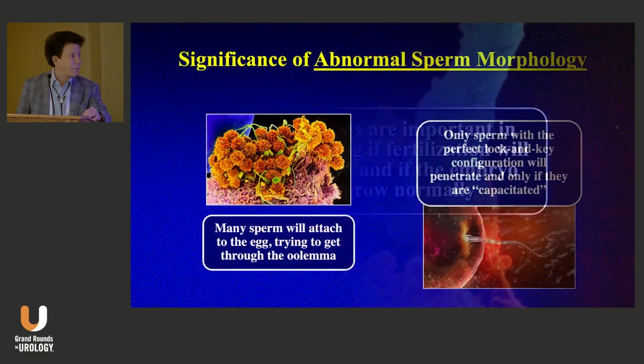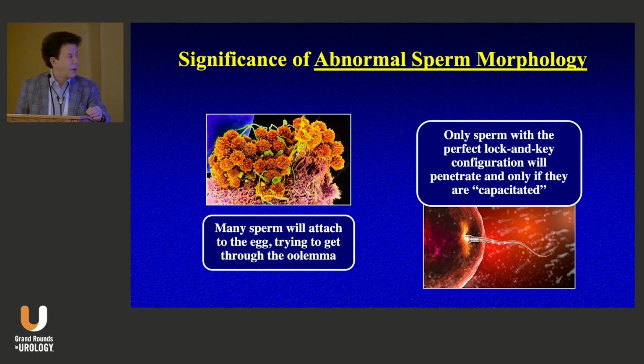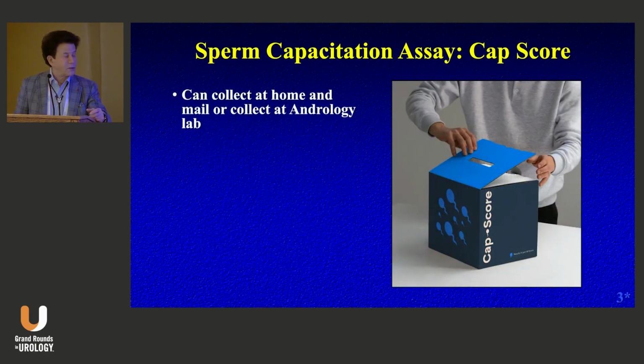So talking a little bit about morphology, we know that many sperm will attach to an egg in an effort to penetrate the egg covering, or the oolemma, but only sperm with a perfect lock and key shape or morphology will penetrate, and again, but only if they are activated. Only if they're ready to fertilize. That's called capacitation. So now we have a way of actually measuring capacitation. We can tell a man whether his sperm do capacitate in a normal fashion.